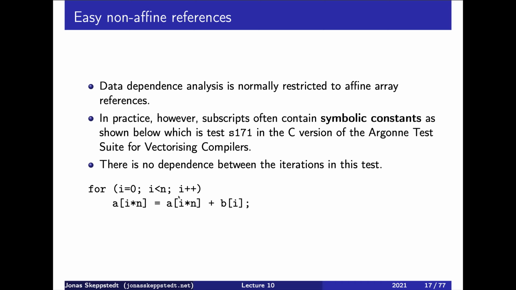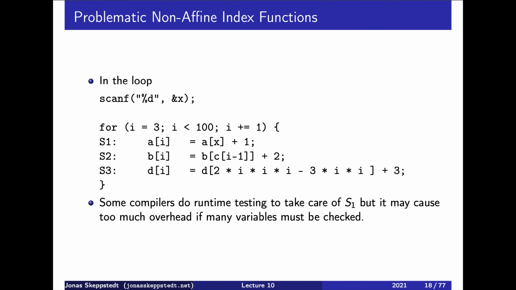Okay, this particular loop comes from a collection from the Argonne National Laboratory in the United States, where they have collected source code that are in use at the various laboratories in the United States, and tested which commercial vectorizing compilers can handle them. So it's quite interesting. And lots of these loops are written without for, but instead with gotos. Okay, so some difficult non-affine index functions.